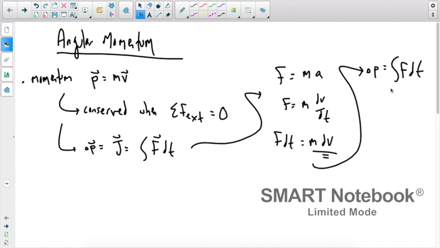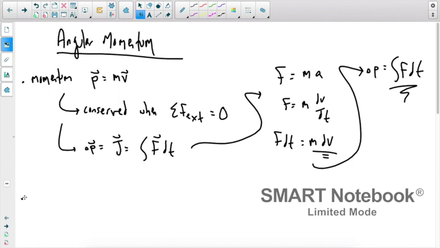And again, that is defined as an impulse. A force acting over some time period causes an object to accelerate over some time period, giving it some change in velocity. So there are some reminders for you for momentum. Let's now apply all of these same ideas to angular momentum.